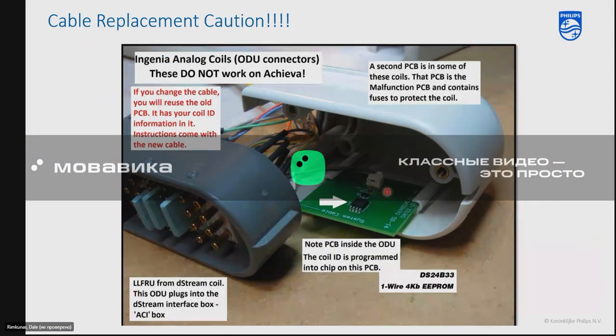any FRU cable, you have to pull out the coil ID PCB inside the connector head and put it into your new one. If you throw this out by accident and you plug the coil in without that plugged into the replacement cable, the system will not be able to identify the coil. You will have to replace the entire coil because we cannot offer this as an FRU from the factory.